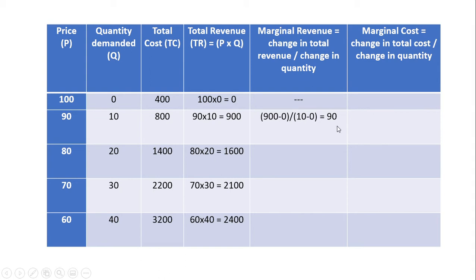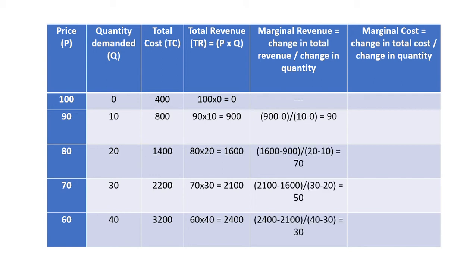We would do that again for each level of quantity or price. So I filled all those in. When we go from 10 units to 20 units, we go from 900 to 1600. So we would do 1600 minus 900, the change in total revenue, divided by the change in quantity, 20 minus 10. That's 700 divided by 10, which is 70. We would do that for all of them: this row minus this row divided by this row minus this row.